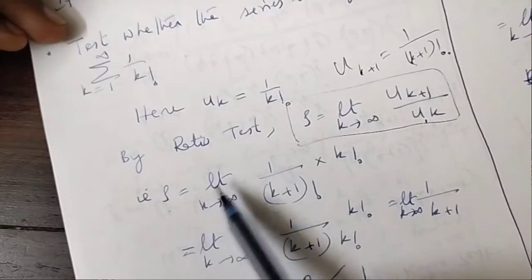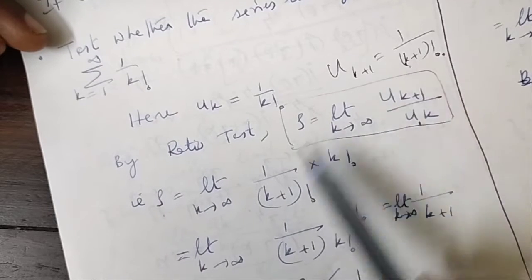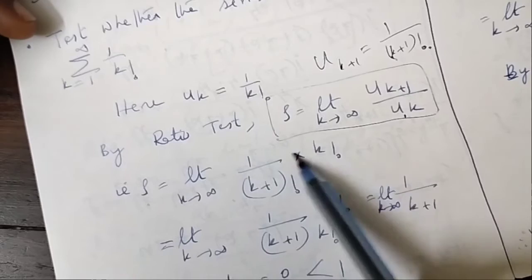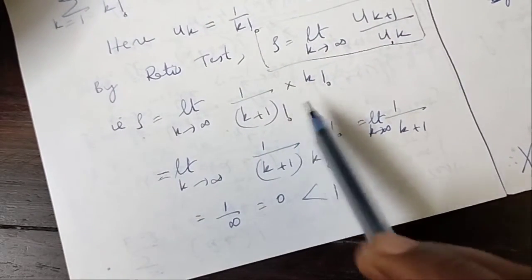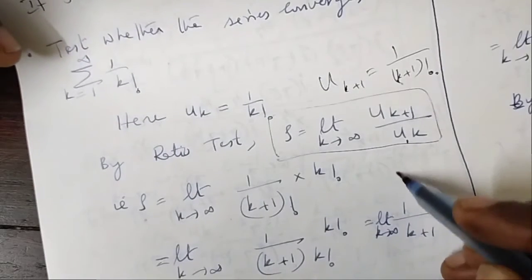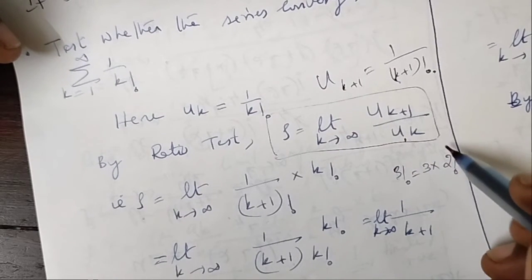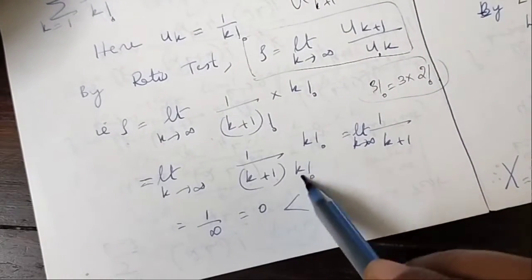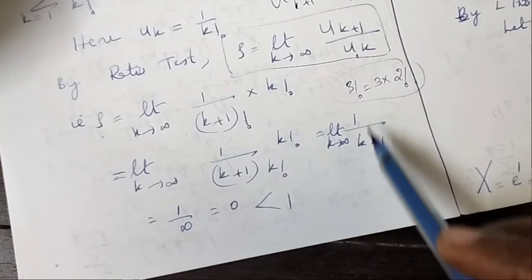Okay. So rho is limit k tends to infinity 1 by k plus 1 factorial, that is uk plus 1, divided by uk, that is divided by 1 by k factorial, means into k factorial. So the property of factorial: k plus 1 factorial is k plus 1 into k factorial, like 3 factorial is 3 into 3 minus 1, that is 2 factorial, എന്ന് എഴുതാമല്ലോ. അതുപോലെ k plus 1 factorial is k plus 1 into k factorial. So that k factorial cancels. Okay. So the remaining limit k tends to infinity 1 by k plus 1.